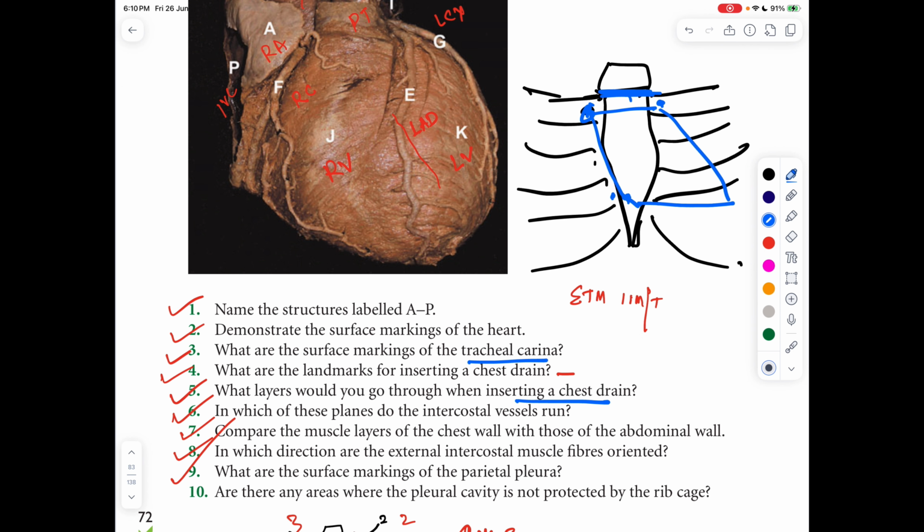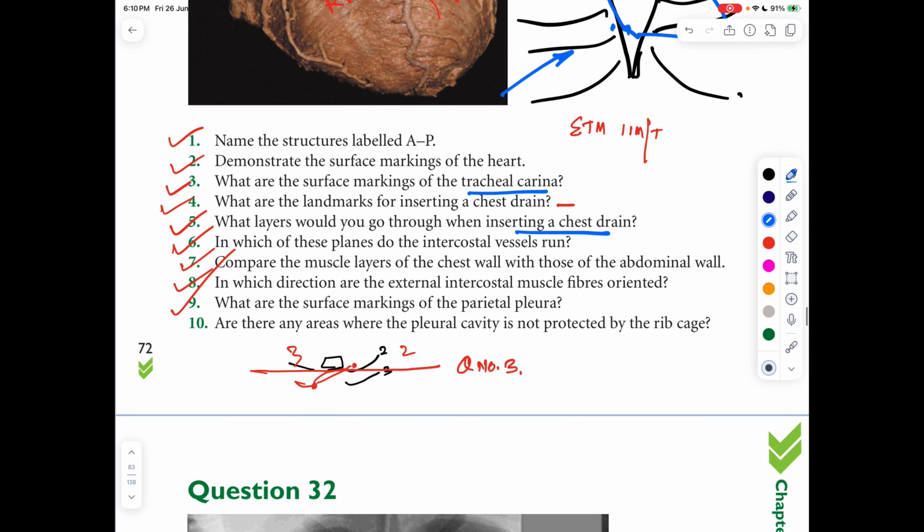For the chest drain you go through the skin, then subcutaneous tissue, then deep fascia, then serratus anterior, then the external intercostal muscle, internal intercostal muscle, then the innermost intercostal muscle, and endothoracic fascia. These are the layers. Then you reach the pleura. In which plane do the intercostal vessels run? It is between the internal intercostal and the innermost intercostal.